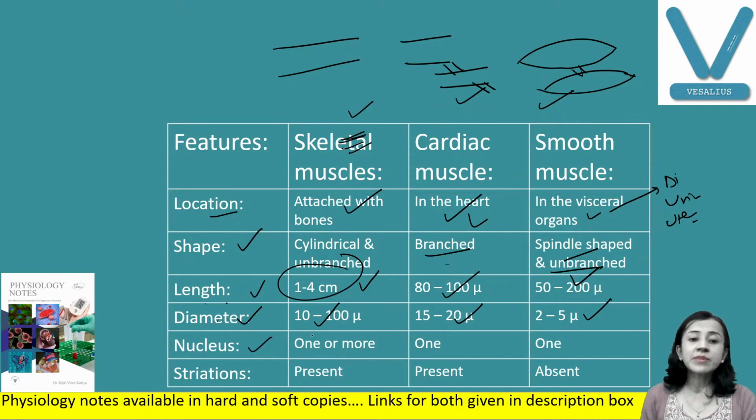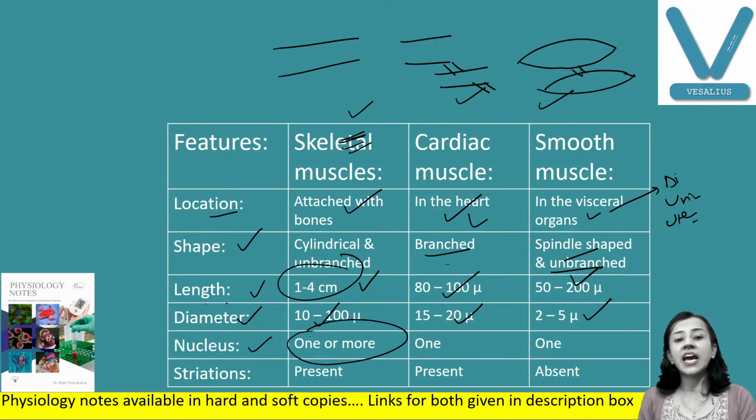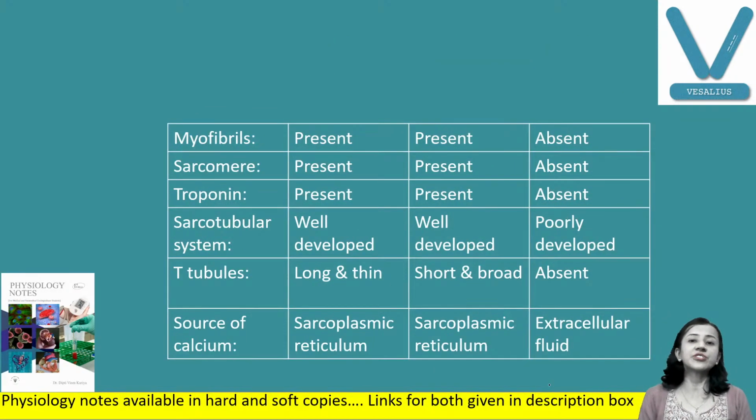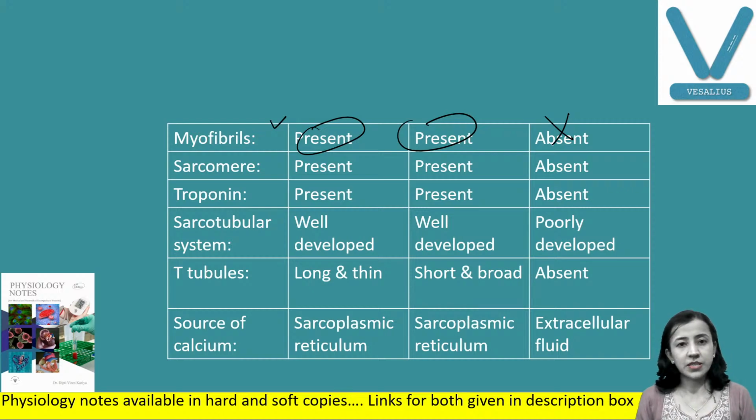Nucleus: skeletal muscle is the only cell in our body having one or more nuclei in one cell. It is the only cell in our body. Cardiac muscle and smooth muscles have a single nucleus. Striations are present in skeletal and cardiac muscle, not in the smooth muscle. Another differentiating feature is myofibrils, present in skeletal and cardiac muscle, not in the smooth muscle.